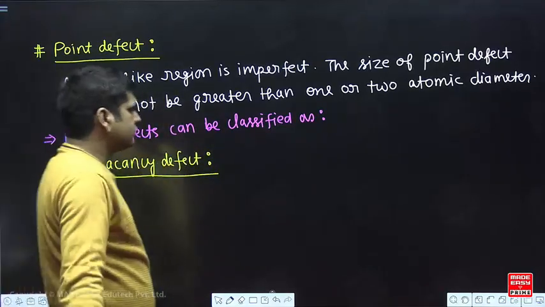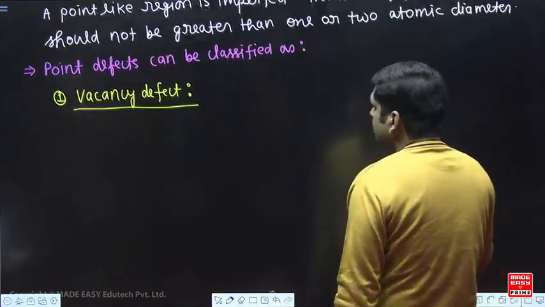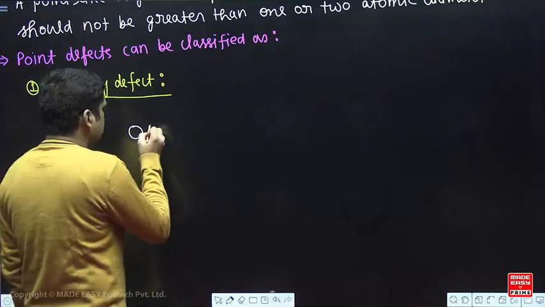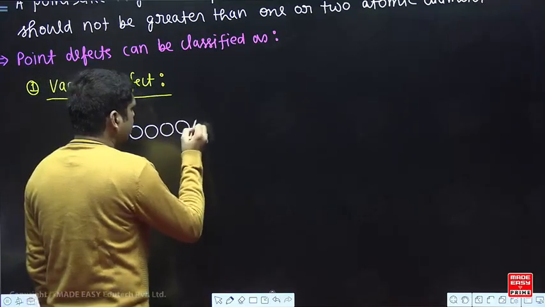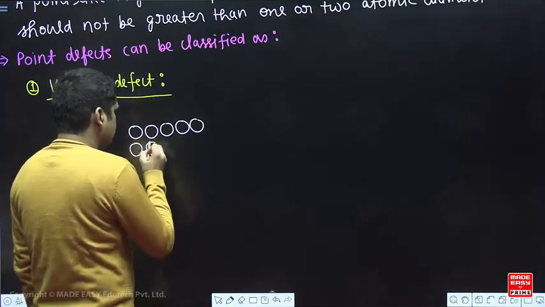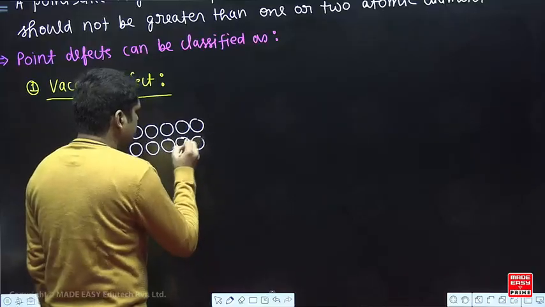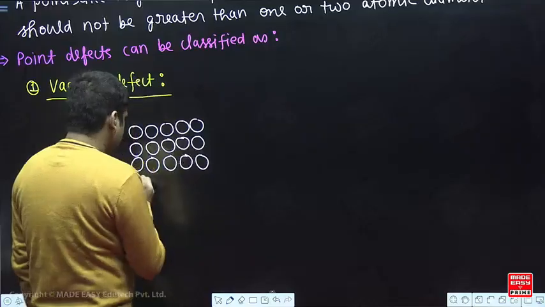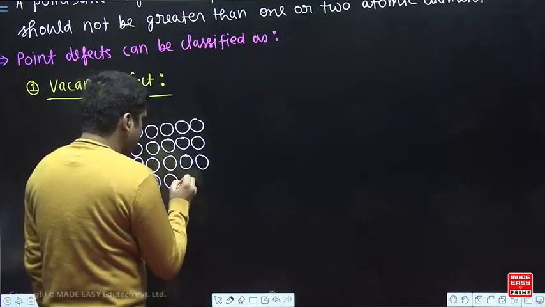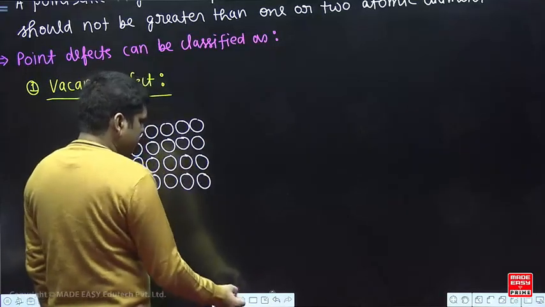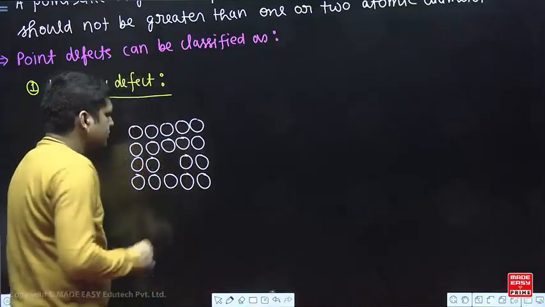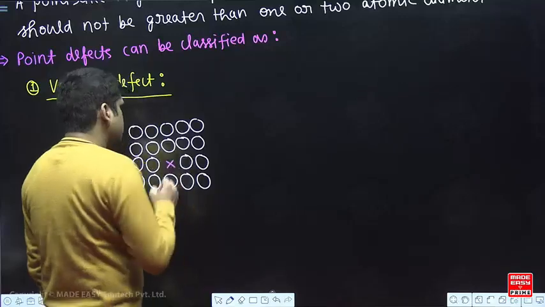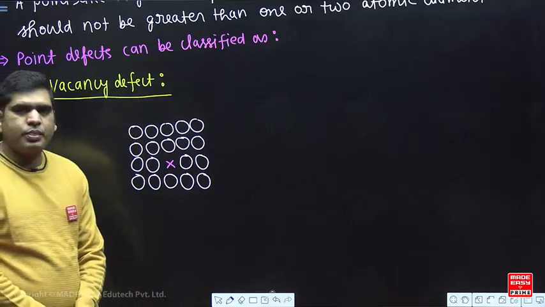What is this? Have a look. Let us suppose we have the whole atomic arrangement like this. These are the atoms. Now, 1 or 2 atoms are missing from the crystal. Suppose 1 or 2 atoms are missing from the crystal like this. So such a vacant atomic site is known as a vacancy defect.